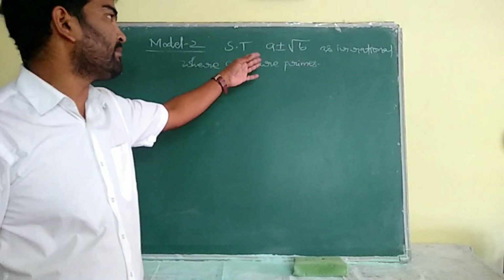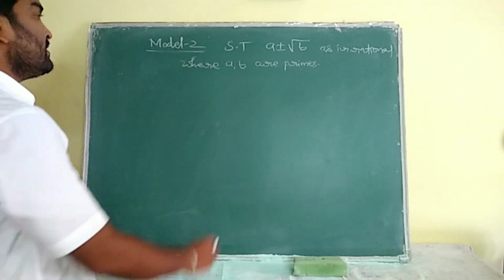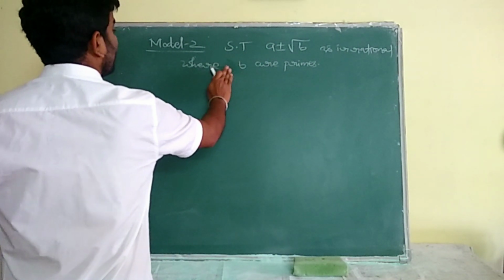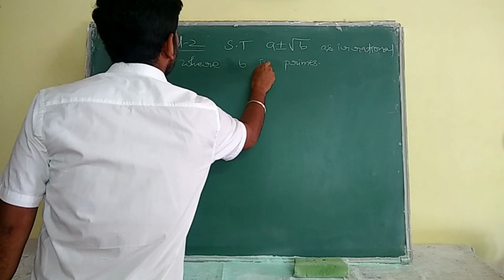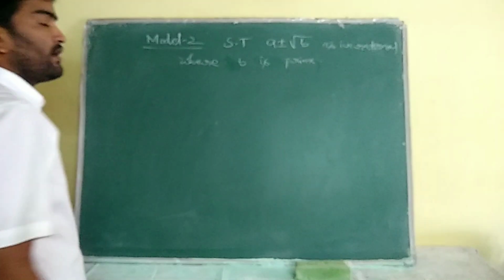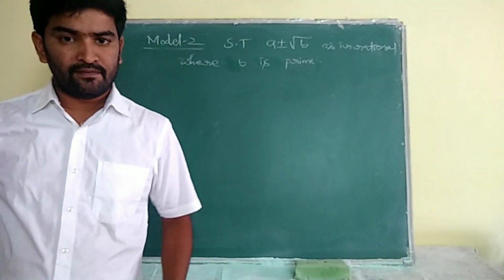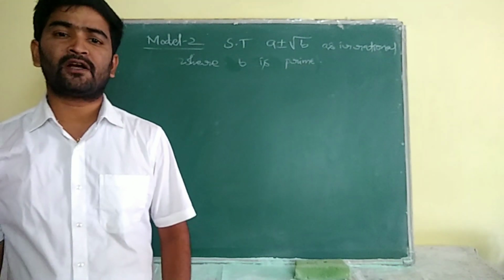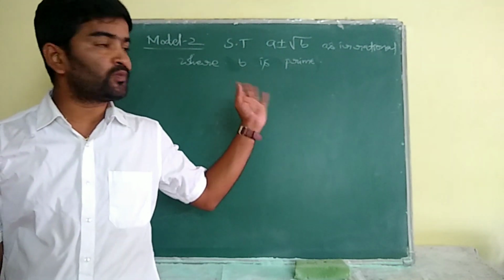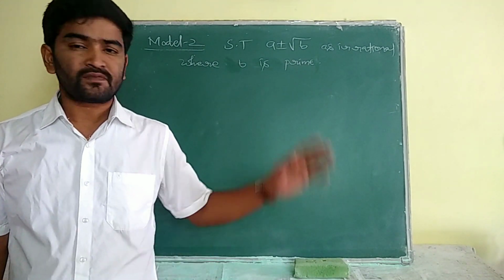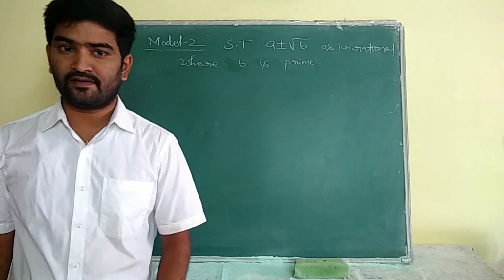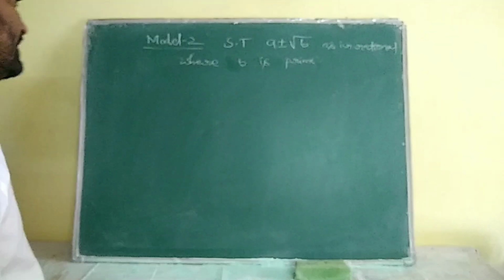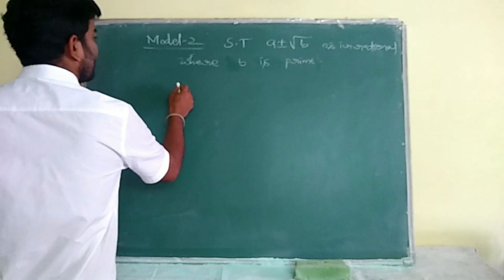Now a may be prime or may not be prime. Simply we will write b is a prime. A may be whether it is prime or may not be a prime. So we have to prove such type of irrational numbers as irrational. For that, this model is comparatively easy.